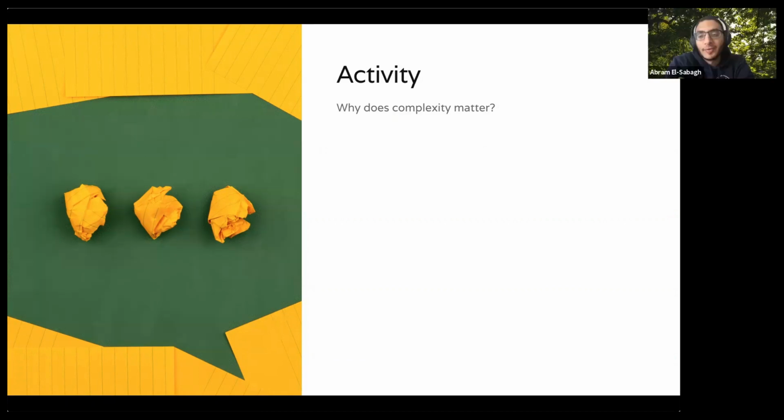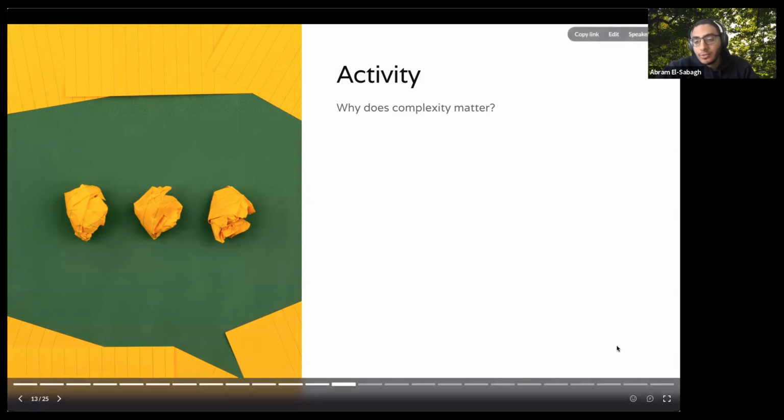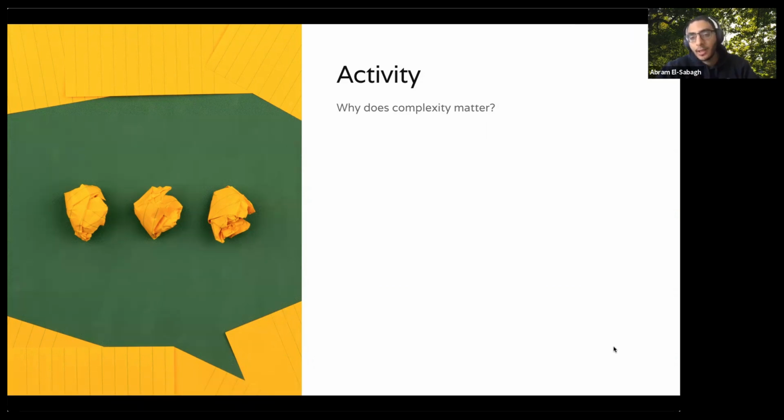Wow, I love that answer. That's awesome. I like that you went to the positive side of complexity, what emerges out of complexity. That's awesome. All right, let's go to Karina.